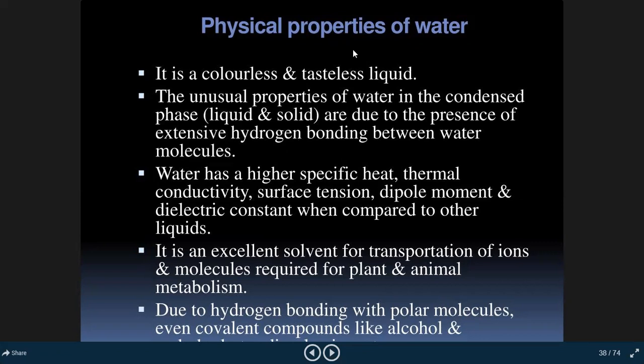Okay. So water has a higher specific heat, thermal conductivity, surface tension, dipole moment, and dielectric constant when compared to other liquids. If you compare the basic properties of water, it has specific heat, meaning a specific temperature. For example, the boiling point of water is 100 degrees Celsius. So it has its specific heat.